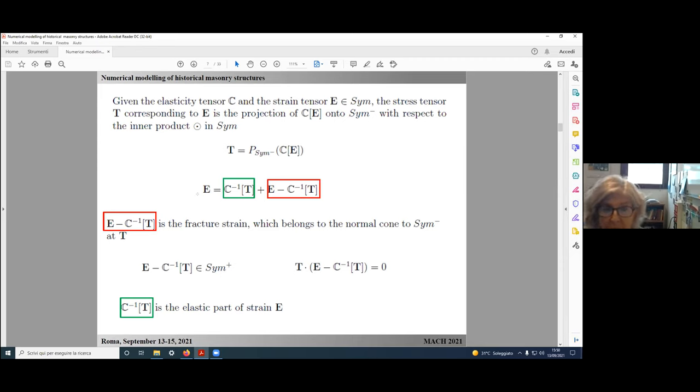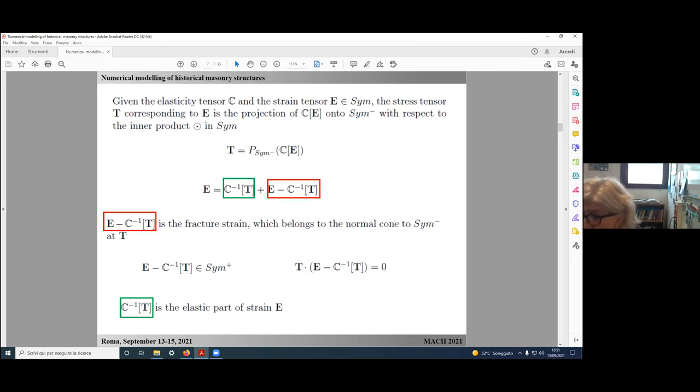So in this way, the strain E is the sum of two parts. This part is the elastic part of the strain, which depends linearly on the stress, and this part here is the inelastic part of the strain, which is positive semi-definite and orthogonal to T. And this inelastic strain is also called fracture strain because fractures are expected to be present in the region in which this tensor is different from zero.